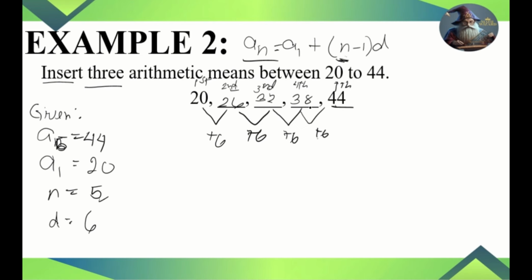Okay, that is correct. So, kapag nakuha mo na yung tamang sagot, remember, yung 6 is not the answer. Hindi ito yung tamang sagot. Ang tamang sagot diyan is 26, 32, and 38. Okay? Bakit? Kasi yung problem natin, insert 3 arithmetic means. So ibig sabihin arithmetic means ang hinahanap, hindi yung difference. Okay? So that's it for example number 2.